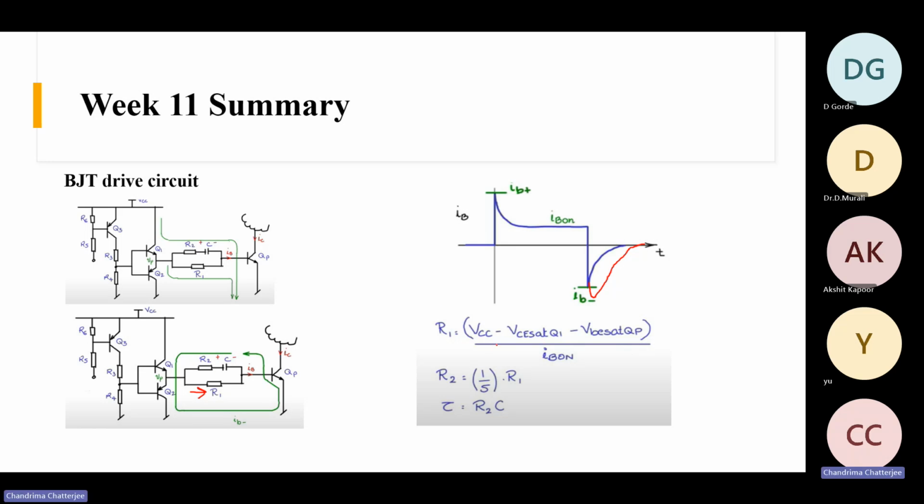And these are some equations by which you can find out the value of R1, R2, and tau. Tau is the time constant, R2C. So this is R2, this is C. Excuse me, ma'am. Yes. Why is R2 less than R1?